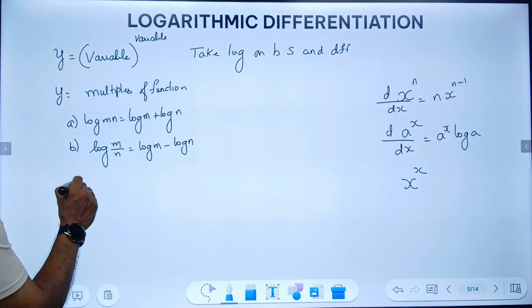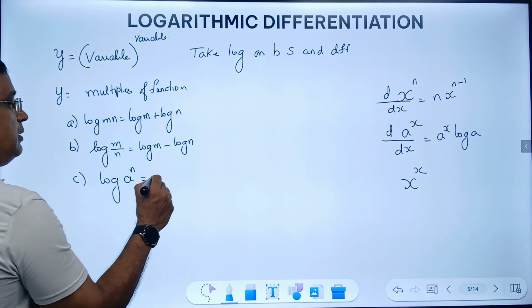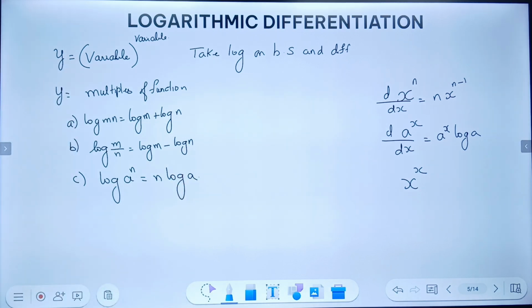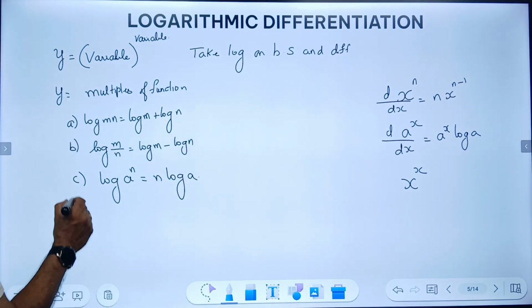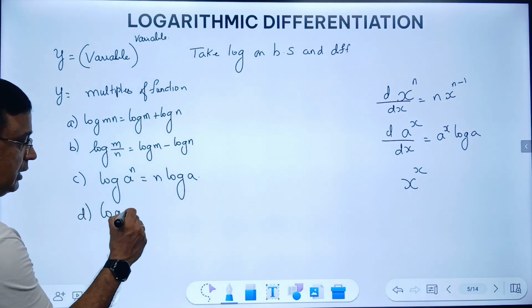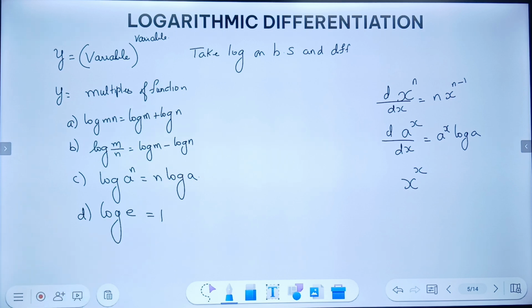Now, third one, log of a power n. What is log of a power n? n log a. So these results I will be using in differentiation. And also you should know that log e is 1. Log e base e is 1.